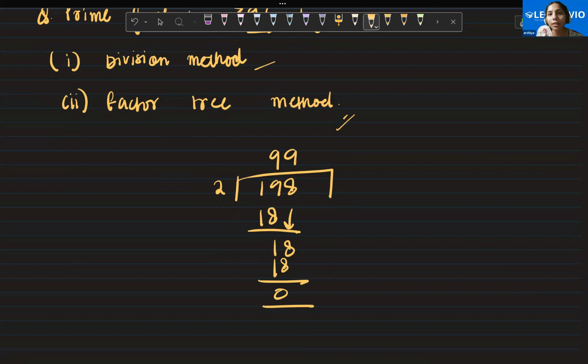Should I tell again? Oh, no, no. Let me see. Is it clear? Should I help? Oh, wait. I just made one mistake. I mistakenly divided 2 into 196. Okay, okay. That's why you were saying 196. That's why.